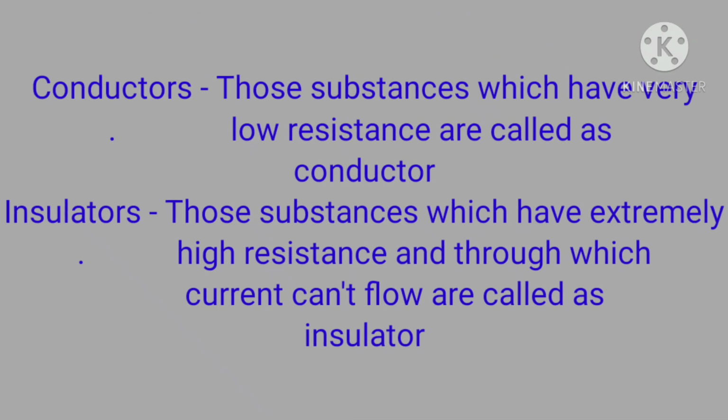Conductors and insulators. We can divide substances into conductors and insulators. Insulators means bad conductors. Those substances which have very low resistance are called conductors. Current can flow easily through such materials. Then insulators. Those substances which have extremely high resistance and through which current cannot flow are called insulators.